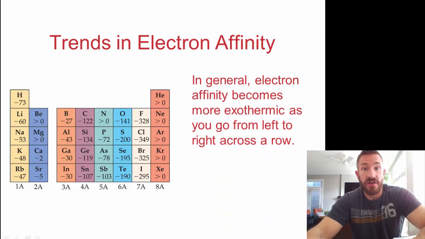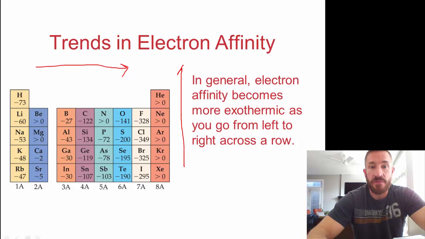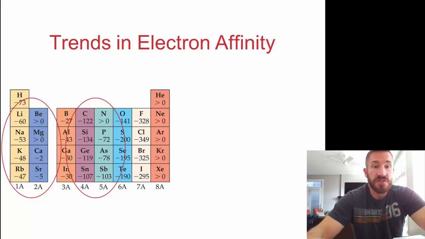So trends in electron affinity. In general, electron affinity is the same as ionization energy. It becomes more exothermic as you go from left to right. So it's generally going to increase as you go this way, and also increases as you go up a column because those atoms are closer to the nucleus. Now there's a couple of discontinuities.